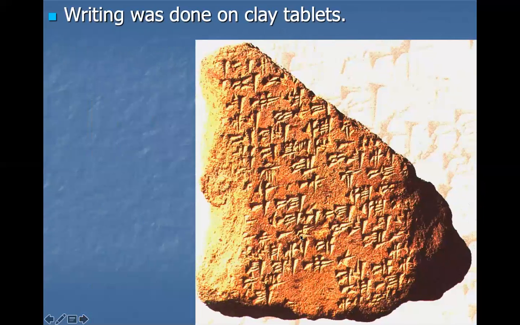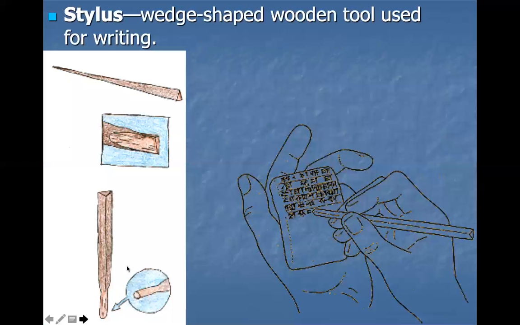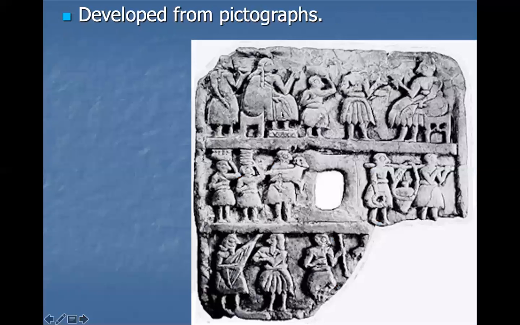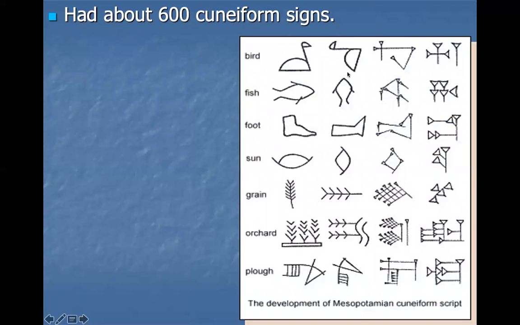Writing was done on clay tablets like this right here. They used a stylus, a wooden tool used for writing. I always think about my son's DS lights. It developed from these pictographs. You can see the evolution where it starts as a picture. You see the foot, and then it winds up in this wedge-shaped writing.